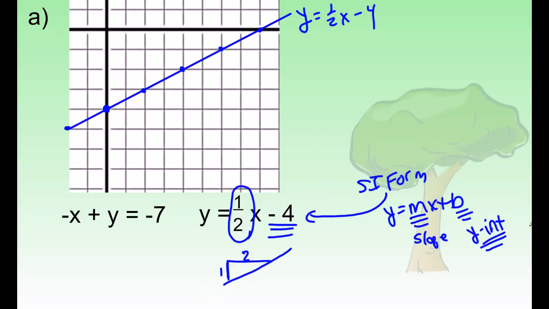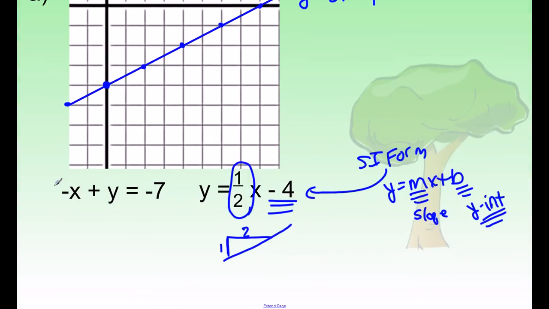Now, the other equation. This equation is not in slope-intercept form. Slope-intercept form is y equals. We don't have y equals, but we could get it very easily. It's going to take one step. All we have to do is get rid of this x over here, and we would have y equals. So let's get rid of that x. We're going to add x to both sides because it's a negative. Y equals x minus 7. You can't combine them because they're not like terms.